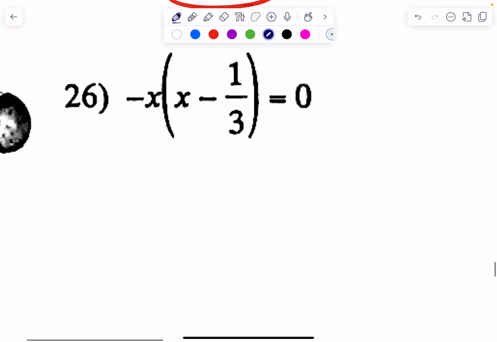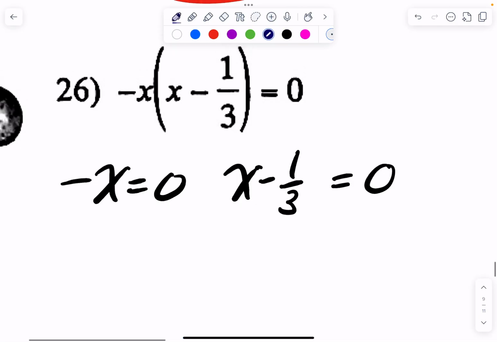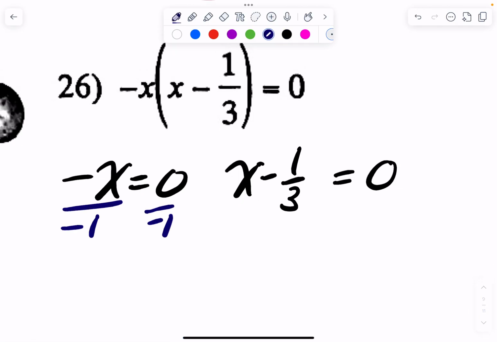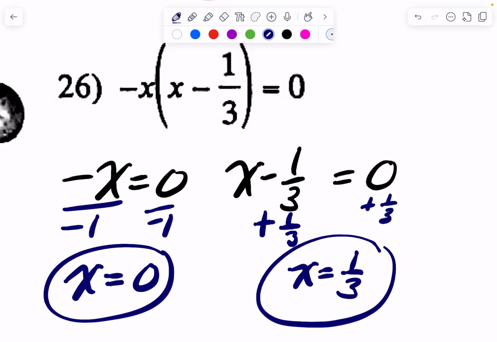All right, let's set each of these equal to 0. So set negative x equal to 0, x minus a third equal to 0, and then solve for x. So we'll divide both sides by negative 1, which is 0. There's a solution. It's not weird to get 0 as an answer. 0 is a number like any other number. 0 and a third.